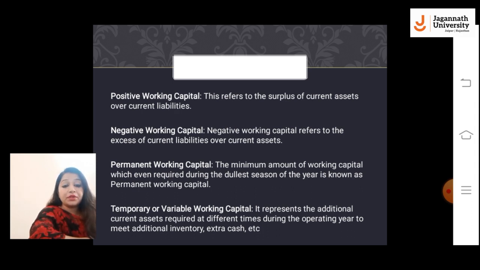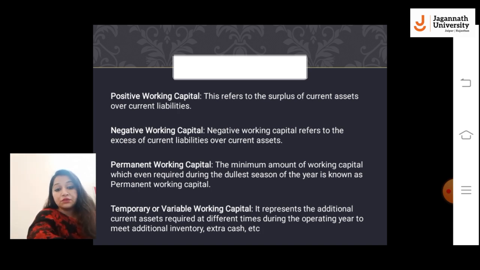Next is temporary or variable working capital. It represents the additional current asset required at different times during the operating period. It is excess over the permanent working capital, that is known as temporary working capital. Temporary working capital we divide into two parts, that is seasonal working capital and specific working capital.